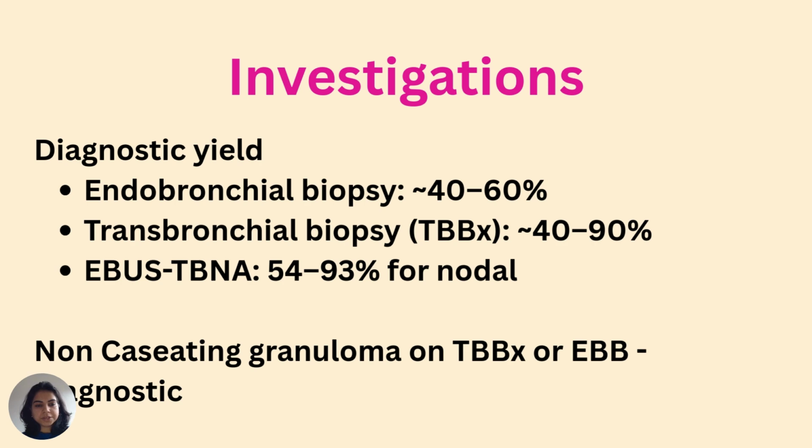Moving on to investigations. In addition to basic blood investigations like full blood count, serum ACE levels, chest x-ray, and lung function test, sarcoidosis is established with the gold standard of invasive tissue diagnosis. The diagnostic yield of various investigations is very variable. Endobronchial biopsies can give us a yield of 40 to 60%, transbronchial biopsies 40 to 90%, and EBUS TBNA 54 to 93%, especially if there are lymph nodes involved. And if it is only parenchymal lesions, then transbronchial biopsies are preferred.